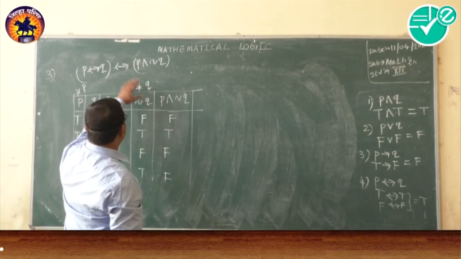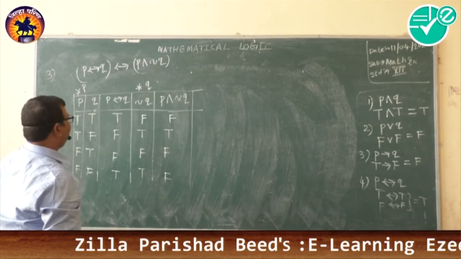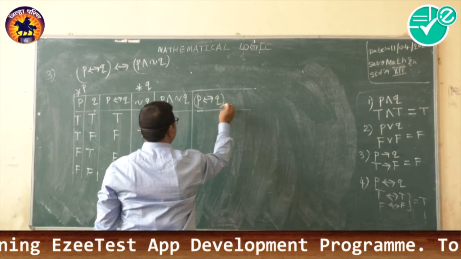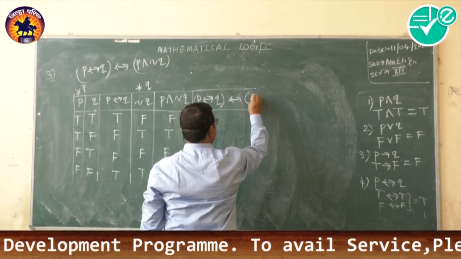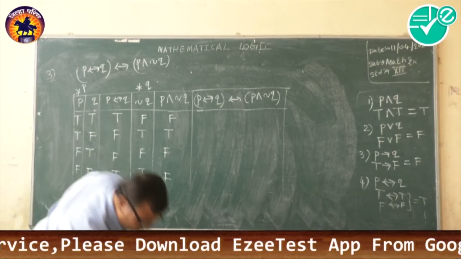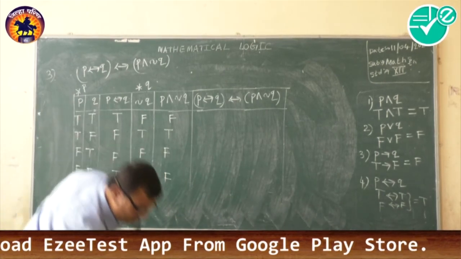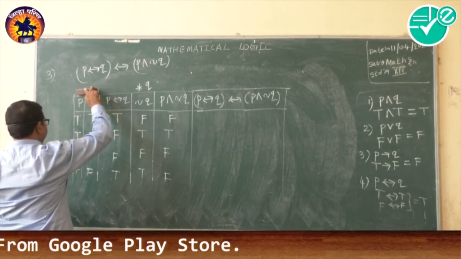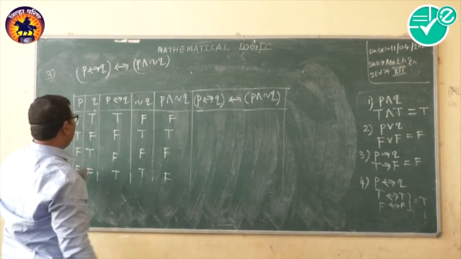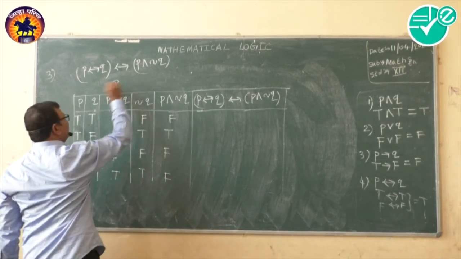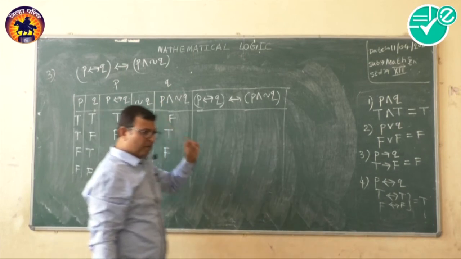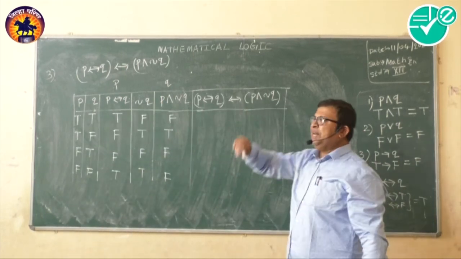Now see, we have solved the first bracket and the second bracket. We have to find out the final answer, that is P double implication Q, double implication P conjunction negation Q. Now the first bracket should be considered as P and the second one should be considered as Q. Here it is P and here it is Q. Now see what we have to do. We have to do the double implication of P and Q.